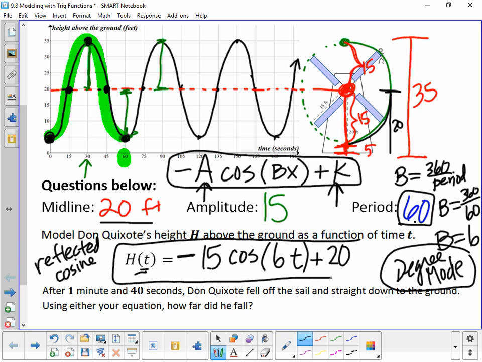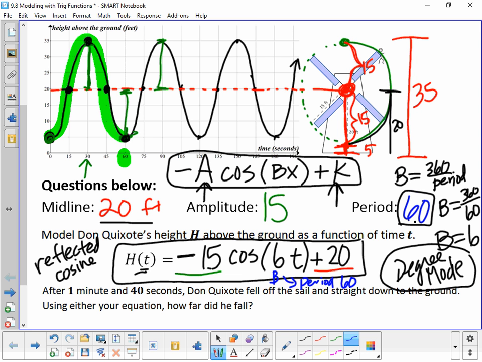So here is our equation. H of t is equal to negative 15 times the cosine of 6t plus 20. And remember, the 20 represents the midline. The 15 is the amplitude, and the negative tells us that it was reflected, so it starts at a minimum value. And the 6 here is our b value that relates to the period, and it tells us that the period is going to be 60 because we calculate 360 divided by 6. So that is the equation for this.